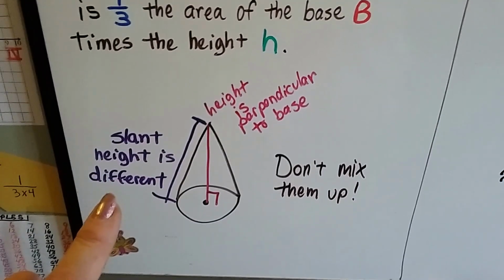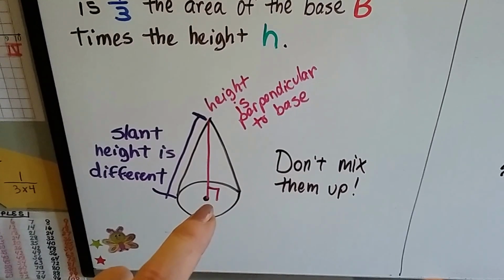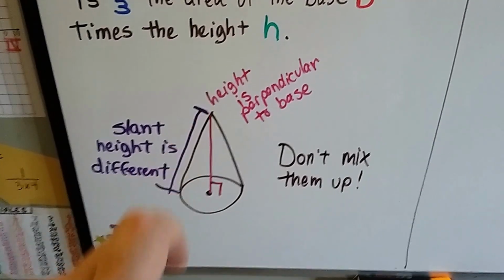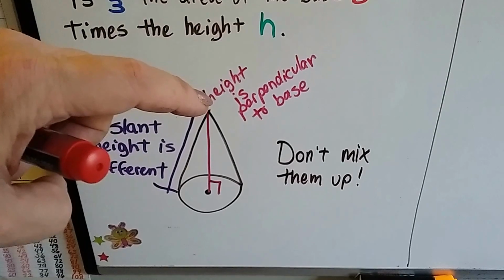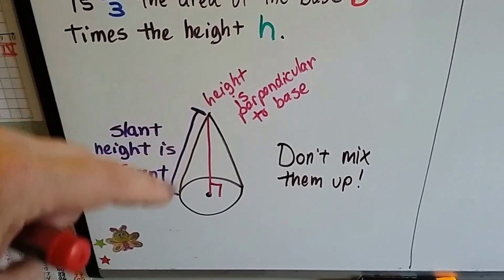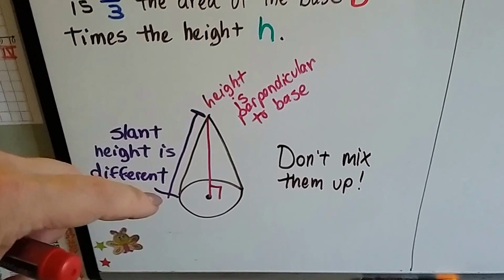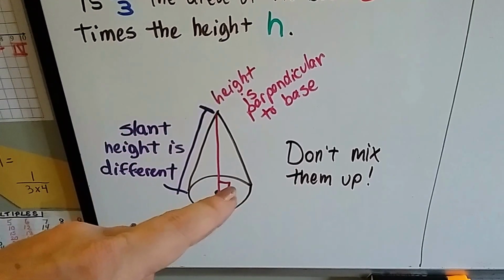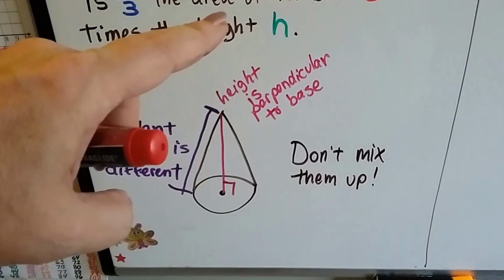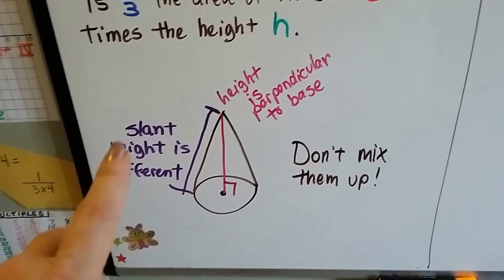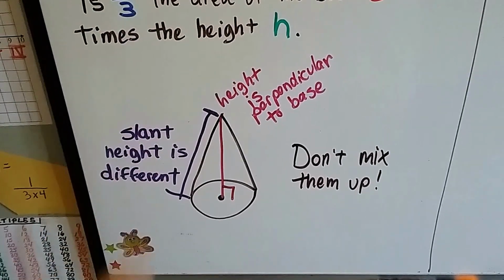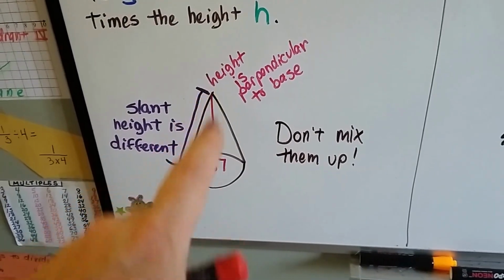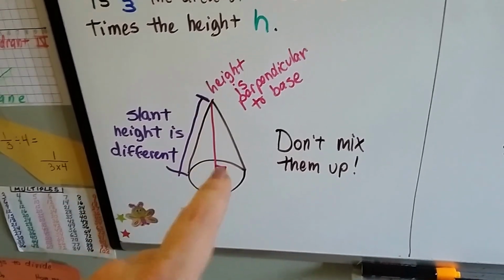Now, I don't want you to get these mixed up. The height of a cone starts in the center of the base and goes straight up into the vertex. Slant height is when you go along the side here on a slant. Slant height is not the same thing as height. Height is perpendicular to the base and goes straight up. Okay, this is later on in geometry. We'll do slant height later on. Right now, just worry about going straight up and down, perpendicular.